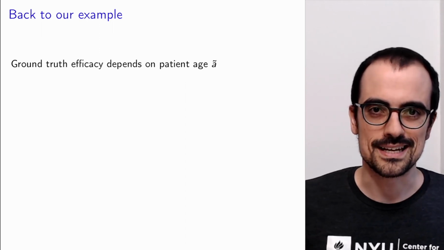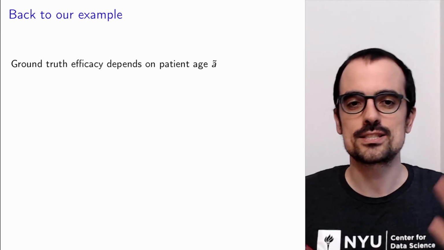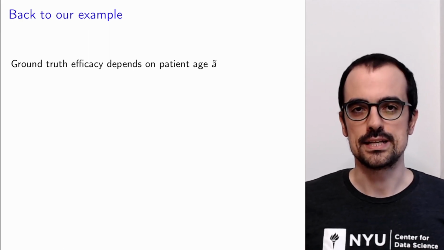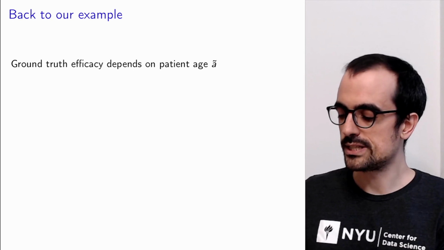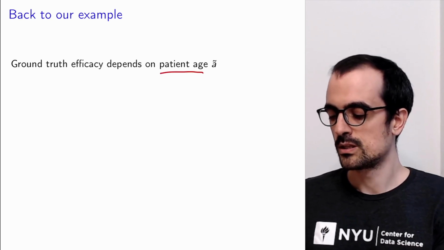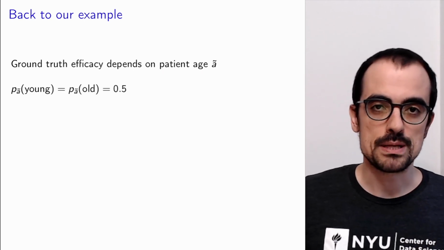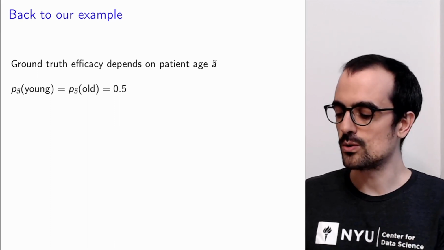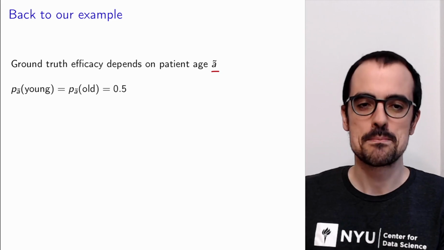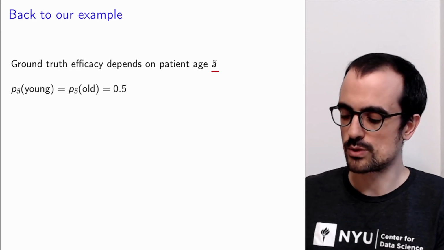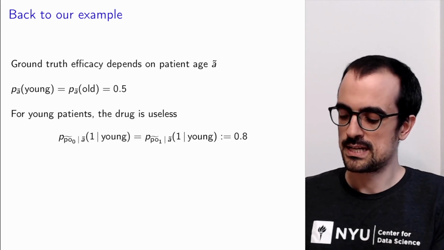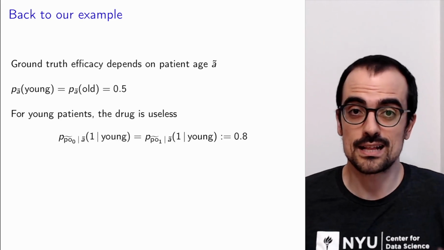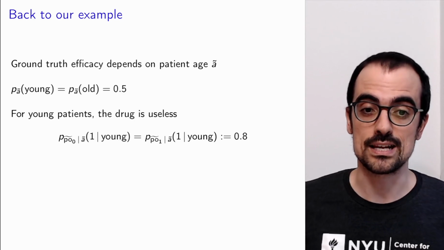Let's go back to our example. In our example, it just so happens that there's this important factor that determines the efficacy of the drug, which is the patient age. Half of the people are young, half of the people are old in our data set. So this random variable A, if we look at its PMF, it takes two possible values with probability 1/2. Now, for young patients, it turns out that the drug is useless, but these are very healthy patients that recover at a high rate anyways.